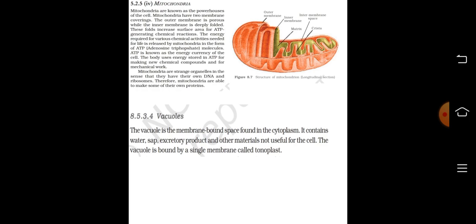Vacuoles. The vacuole is the membrane-bound space found in the cytoplasm. It contains water, sap, excretory product, and other materials not useful for the cell. The vacuole is bound by a single membrane called tonoplast.